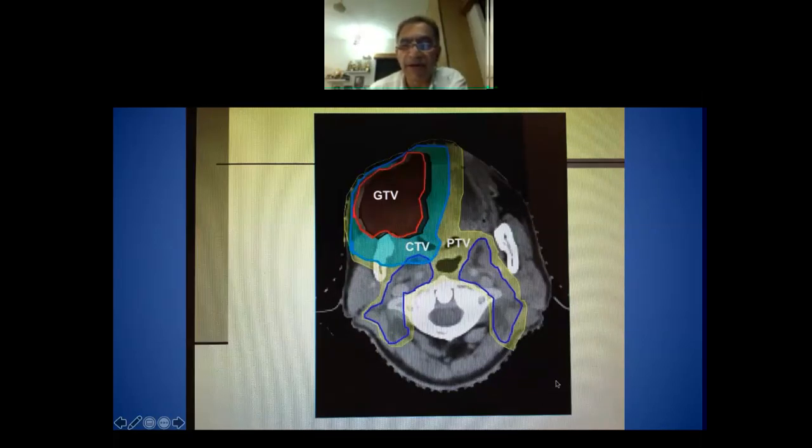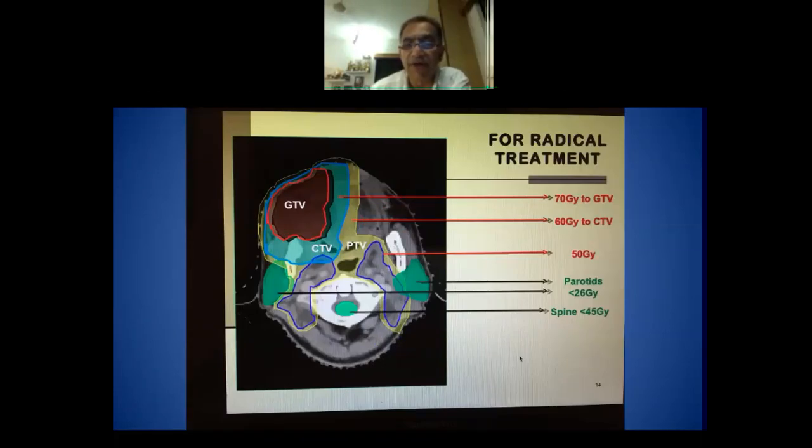Now, again, what we've drawn here in blue is the regional nodal volumes which are at risk. And then we give what is called a planning target volume, the PTV, which takes care of any movement of the head or the movement of internal organs which may happen during each fraction of radiotherapy. So ultimately, this is how we complete the contouring on the planning software, and we assign a particular dose.